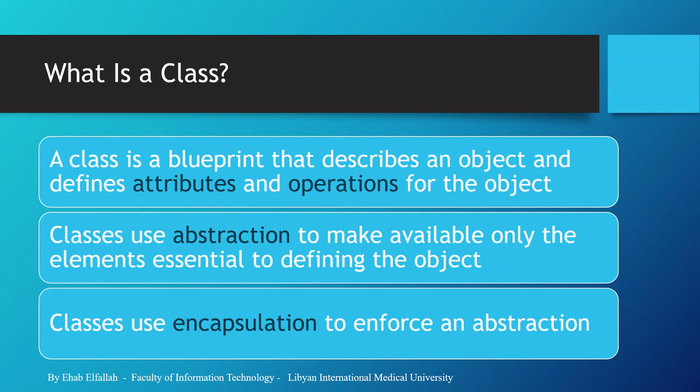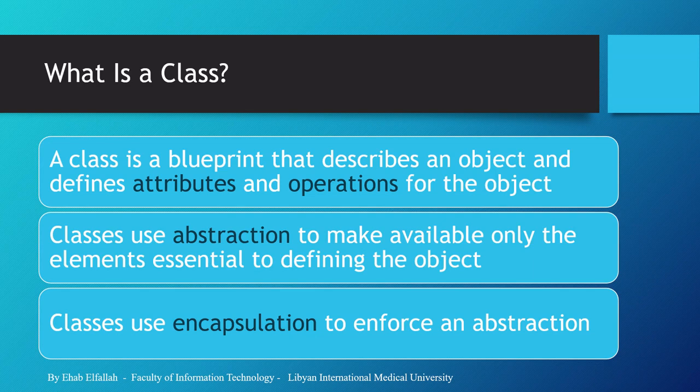So to create objects in programming, first we have to create the class. What is the class? A class is the blueprint that describes an object and defines attributes and operations, or methods, for the object. So classes look like the blueprint that describes the object.